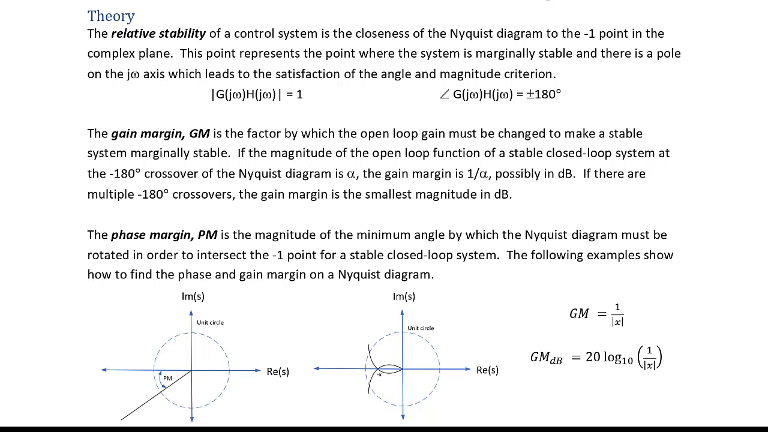Notice on the bottom left, the intersection point between that line and the unit circle makes an angle, and we call that angle our phase margin. On the middle diagram, when we have a crossover of the real axis, if we call that value x, then the gain margin is 1 over the absolute value of x, or in decibels, the gain margin is 20 log base 10, 1 over the absolute value of x.